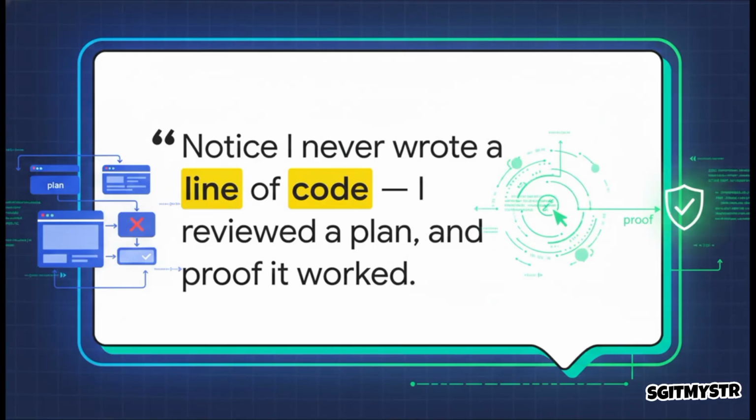This quote right here perfectly encapsulates the power of this workflow. Notice I never wrote a line of code, I reviewed a plan, and I reviewed proof it worked. I mean, this is the ultimate show, don't tell capability. If the browser subagent tried to click a button during its test and that button failed, it utilizes a fix-it loop. It detects the failure, rewrites the code to fix the bug, and tests it again, all without you ever having to open dev tools yourself. No way, right? It's that good.